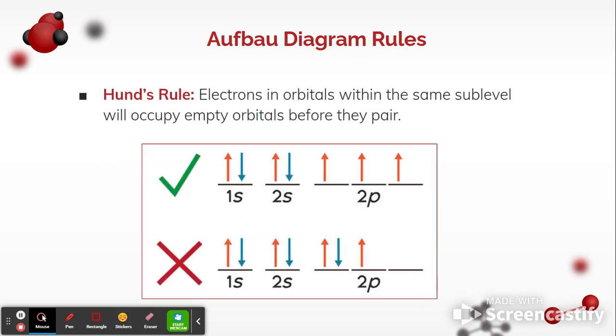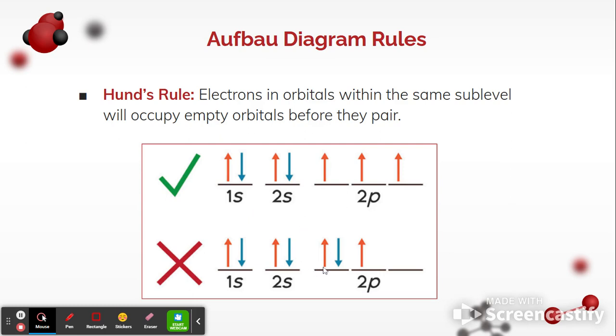Another thing to note is Hund's rule, which states that electrons in orbitals within the same sublevel will occupy empty orbitals before they pair. An analogy I like to use is going on a train in which the various seats have people in them. Generally, you would want to sit in a seat that does not have any other persons in it. You would only want to sit next to someone else if there were no other empty seats. This idea also applies to Aufbau diagrams.